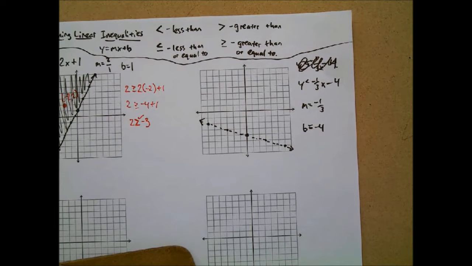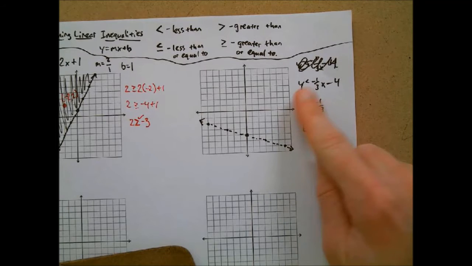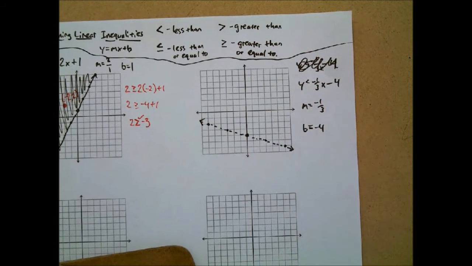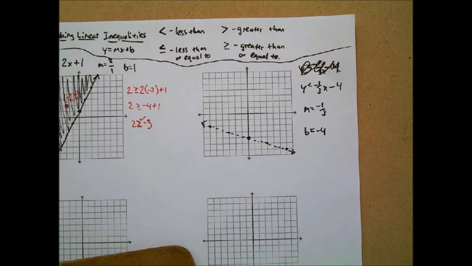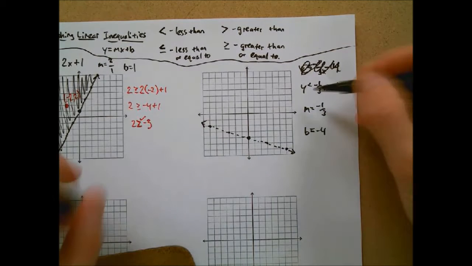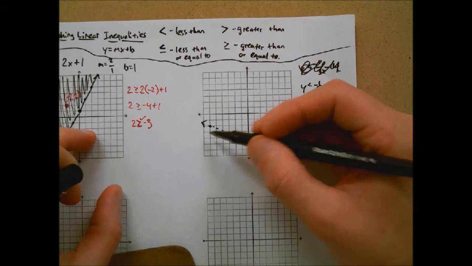Since it says y is less than negative 1/3 x minus 4, Daniel, does it make sense to shade above our line or below our line here, given that that's our inequality symbol? Below. Yeah, below. The y values should be below, so we're going to shade below.